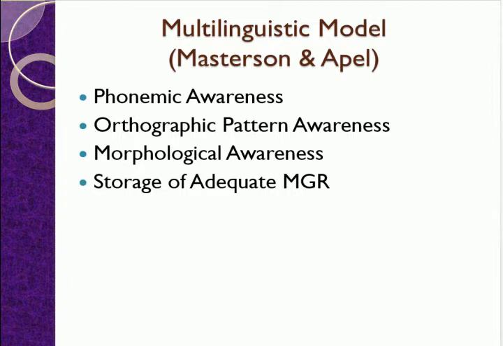The model accounts for the contributions of 4 major areas to spelling and word level reading. The first is phonemic awareness and awareness of the sound properties of words. The second is awareness of orthographic patterns, which refers to spelling patterns that are used to translate typical sounds within a base word or a stem to print. Morphological awareness is similar to orthographic pattern awareness in that it refers to the ability to transfer morphological elements, such as a past tense marker or a juncture change, to print. And then finally, our model addresses the importance of storing adequate mental graphemic representations.